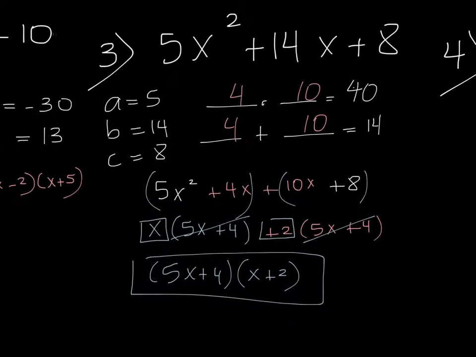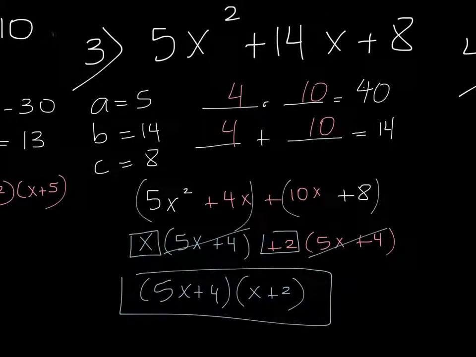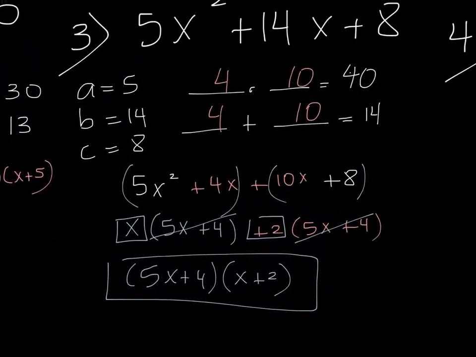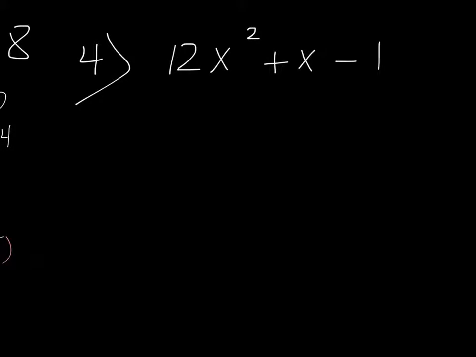Okay? Now remember, you had to use this method because A is different from 1. So if A is different from 1, you can either use the box method or the grouping method, and now I'm going to show you how you can use the third method.